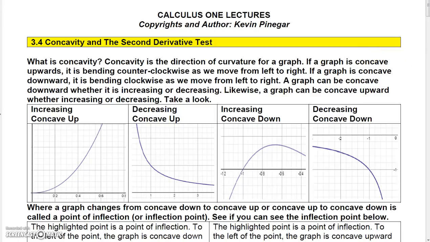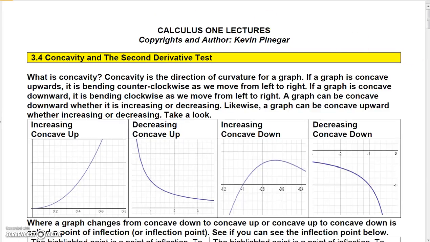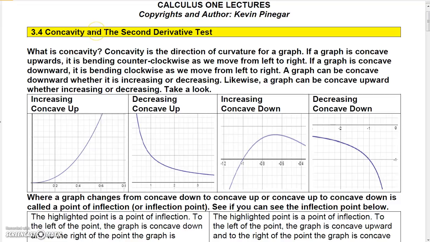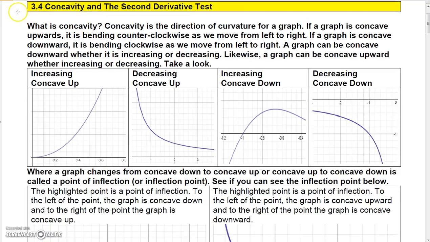Okay, the next couple of videos I'm going to talk about concavity and the second derivative test. But first of all, let's talk about concavity. What is concavity? Well, concavity is actually the direction of the curvature for a graph. If a graph is concave upward, it's actually bending counterclockwise as you move left to right.